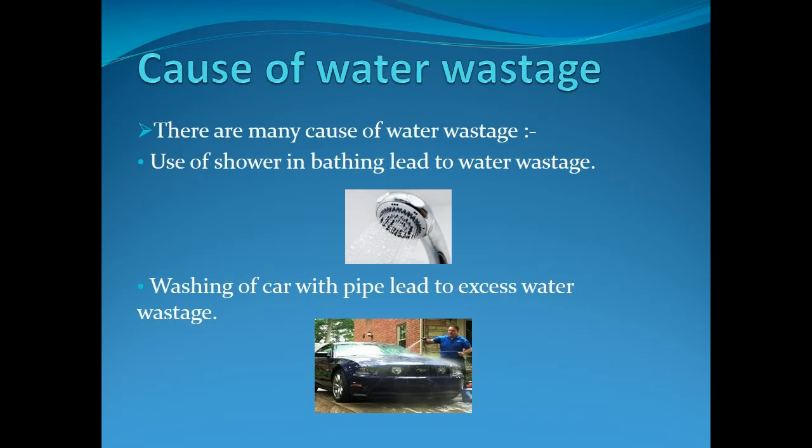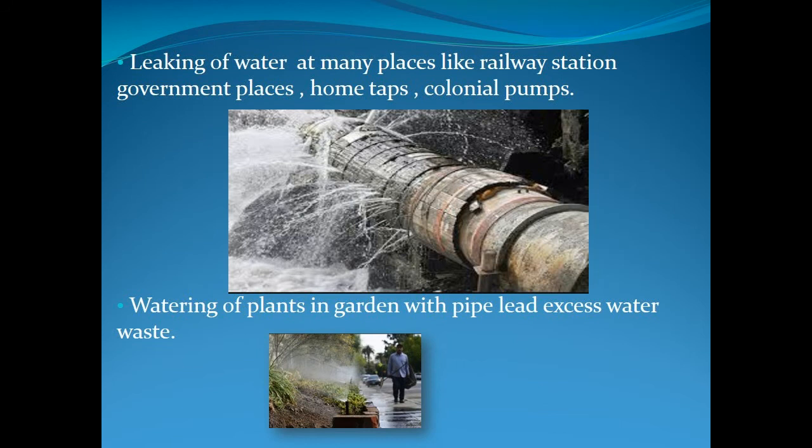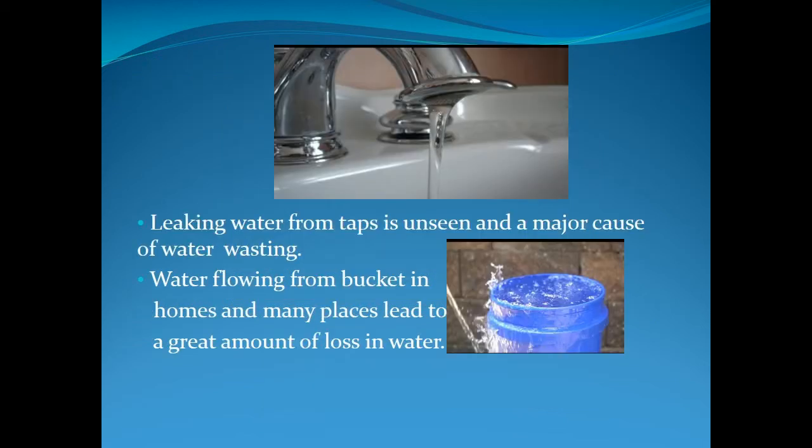Causes of water wastage. There are many causes of water wastage. Use of shower and bathing leads to water wastage. Washing of car with pipe leads to excess water wastage. Leaking of water at many places like railway stations, government places, home taps, colonial pumps. Watering of plants in garden with pipe leads to excess water waste. Leaking water from taps is unseen and a major cause of water wasting. Water flowing from buckets in homes and many places leads to a great amount of loss in water.